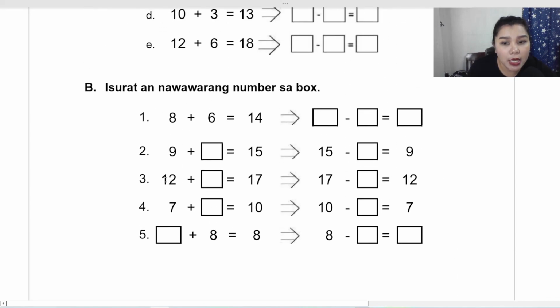So, that's it for subtraction for week 4. But we are not done yet with subtraction. Meron pang mga pag-aaralan pa after this self-learning module for week 4.